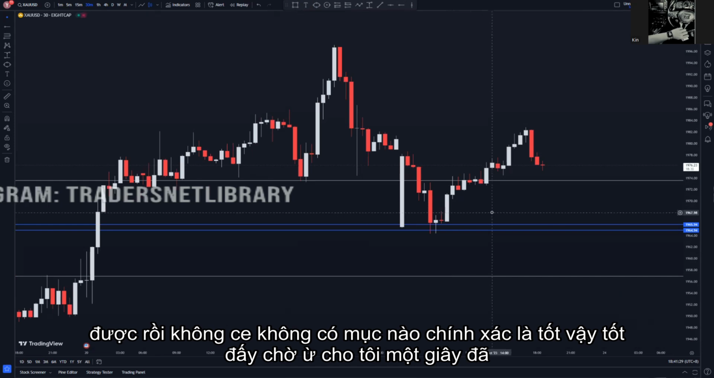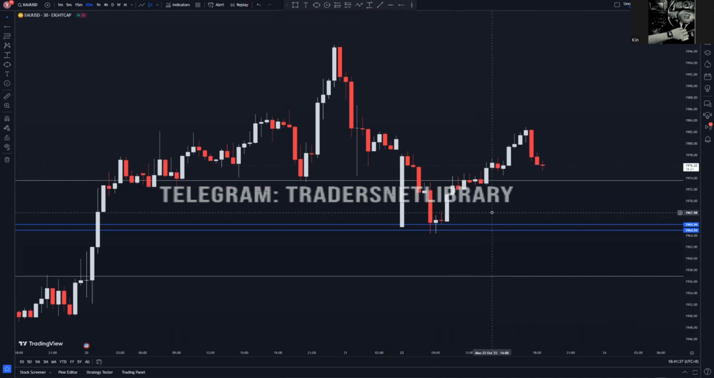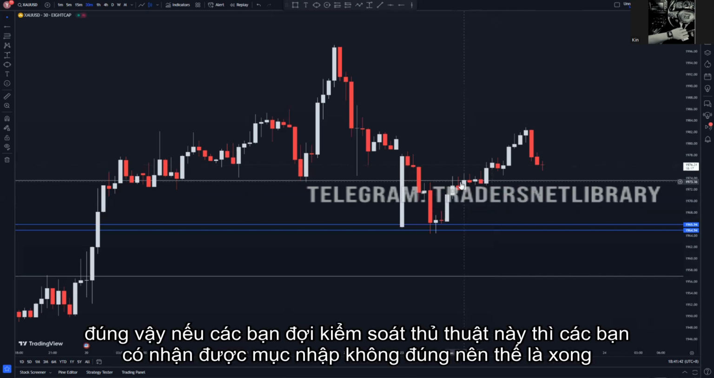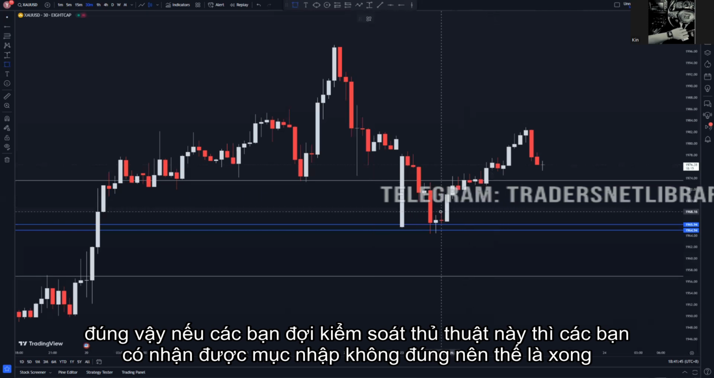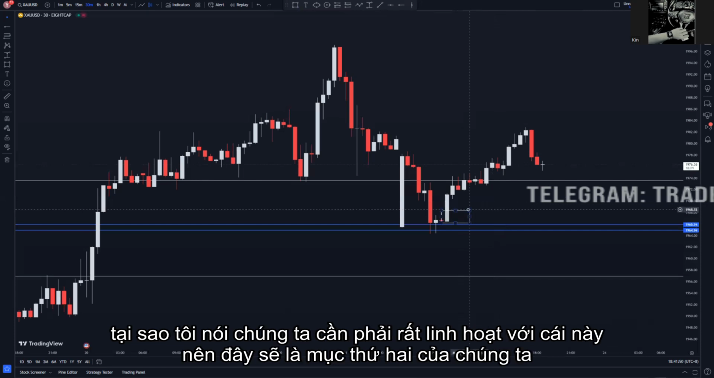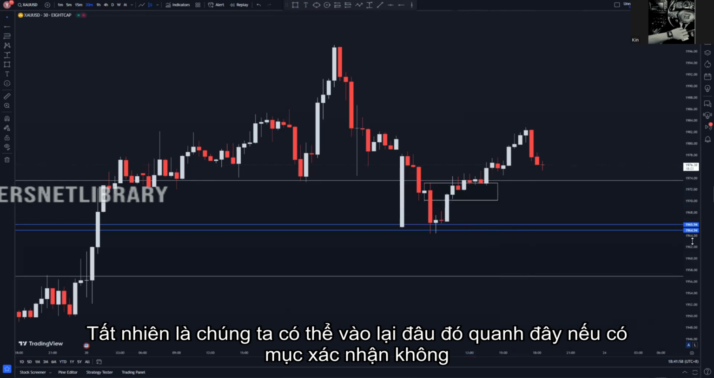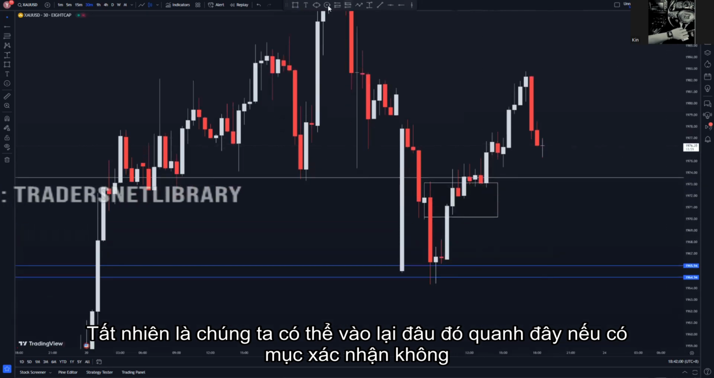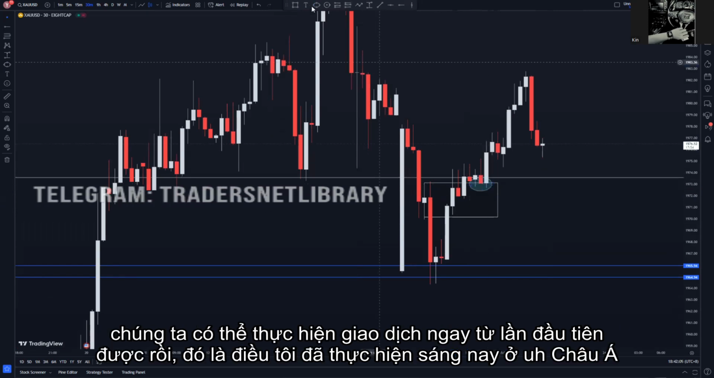Exactly, that's good. Give me a second. If you wait for this trade control, will you get the entry? No, right? So that's why I said we need to be very flexible with this one. So this will be our second entry. Can we re-enter somewhere around here? Of course, if there is a confirmation entry, we can take the trades, right?